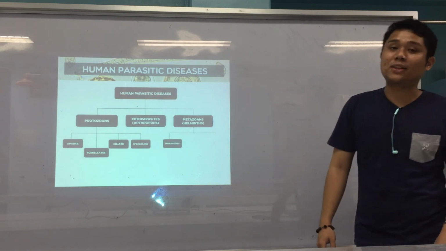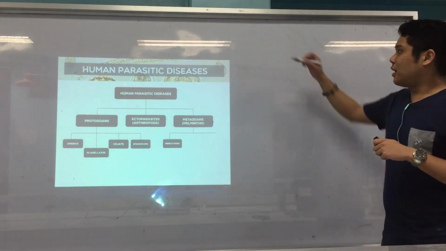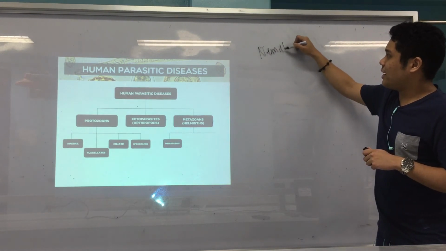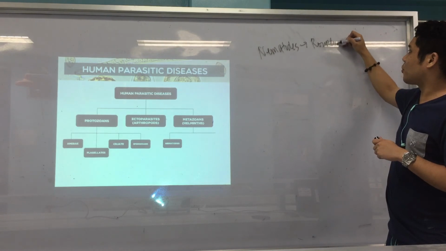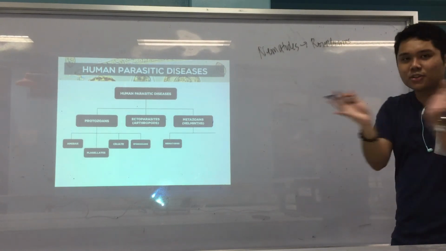The first one is your nematodes. When you say nematodes, your roundworms. Okay? Roundworms. So, mura siya bitok. Mura siya earthworm of appearance. Okay? Worm good siya.